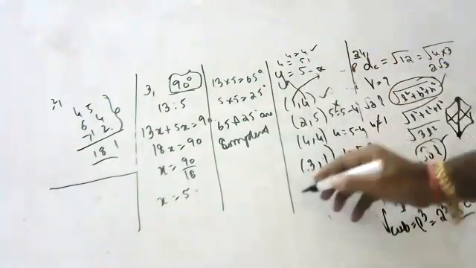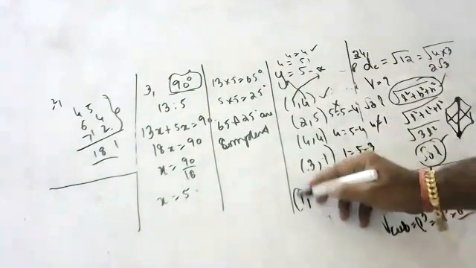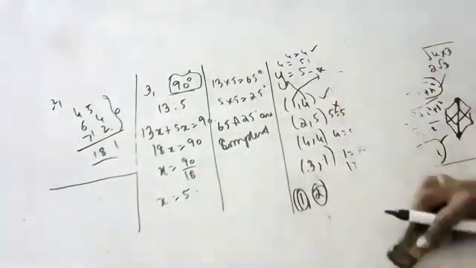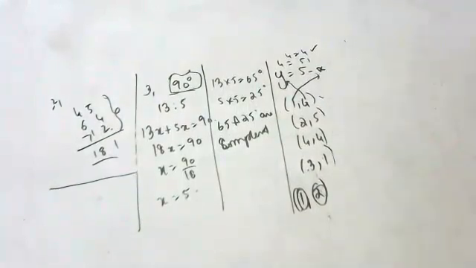So, whenever an ordered pair is given, this is x, children, and this is y, always. Remember, this is x and y. Substitute in x and y, and the given condition should be satisfied. If the given condition is satisfied, then whatever they ask is correct, children.